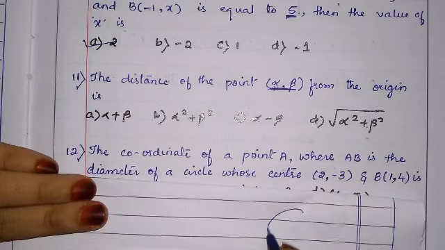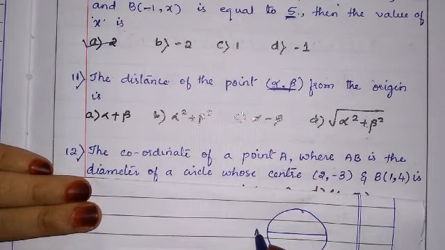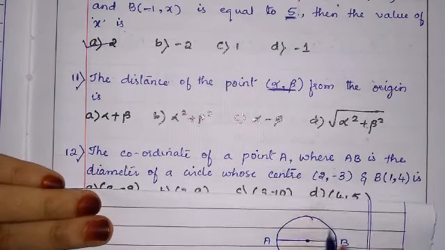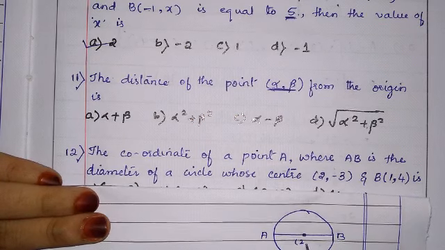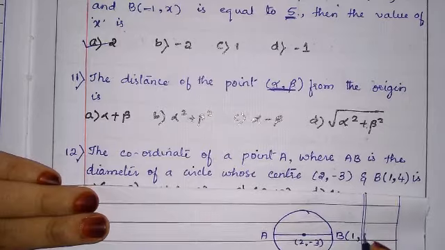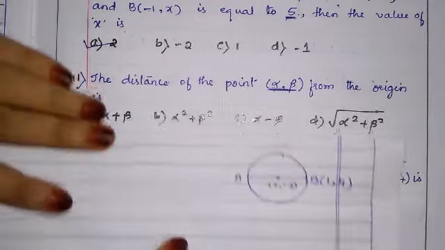Let me draw one circle. What they have told is that the diameter of the circle is AB. Okay, A and B. They have told that the center is (2, -3) and point B is (1, 4). Now what are they asking? Find the coordinates of A.